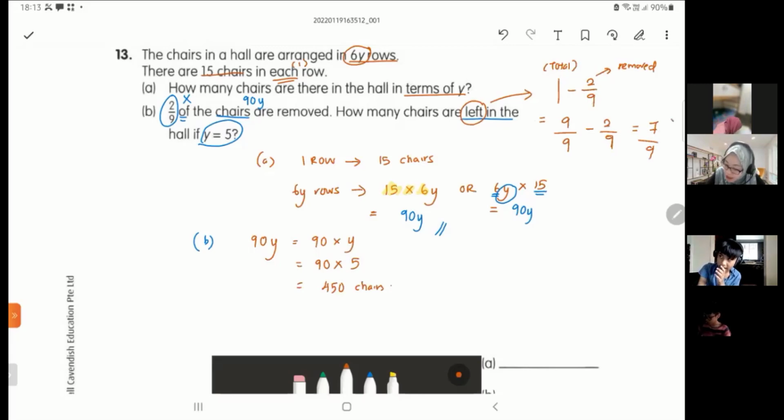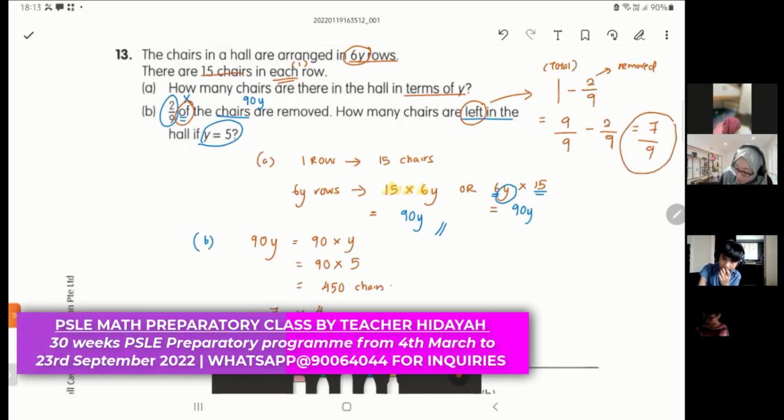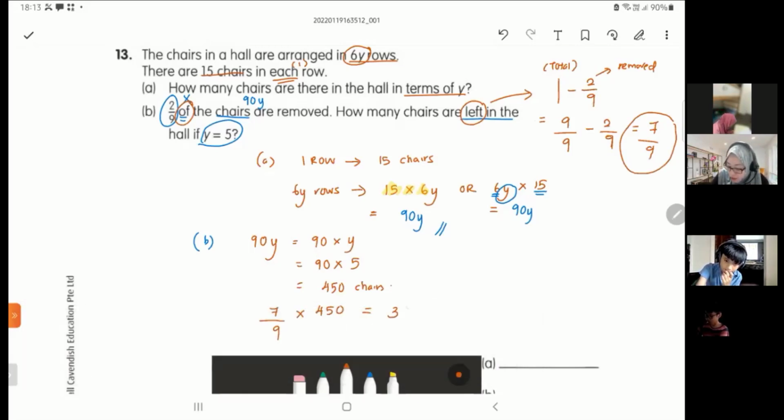I want to find 7/9 of the chairs. So 7/9 times 450 equals, and my answer is 350. Done. This is my answer. Okay.